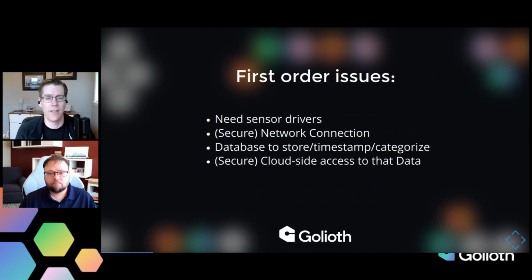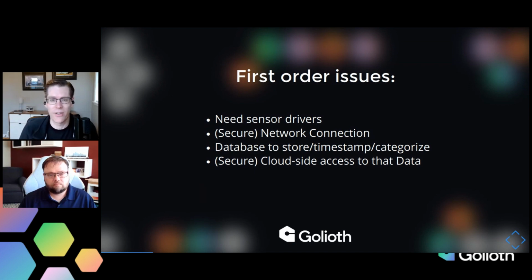The first thing is you're going to need a way to drive that sensor. And if the sensor changes, you need a way to drive that. You're going to want to make sure that your connections are secure, sending that sensor data back and forth. You're going to want to find a way to store that data and categorize it so you know when it came from the sensor, which sensor it came from, where that sensor is. And then you're going to want to have also a secure way to access those.